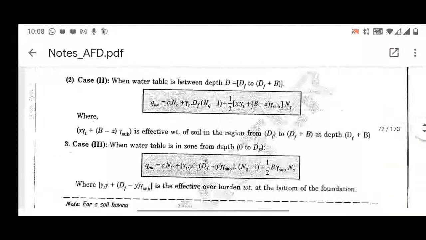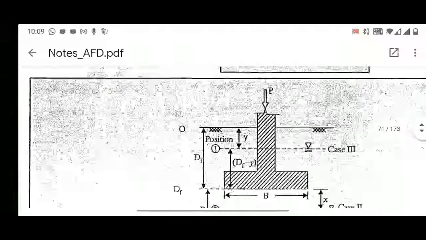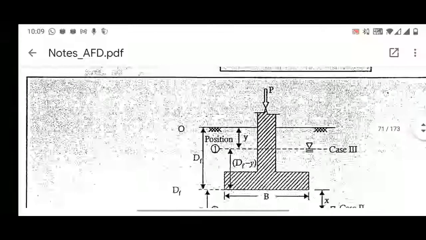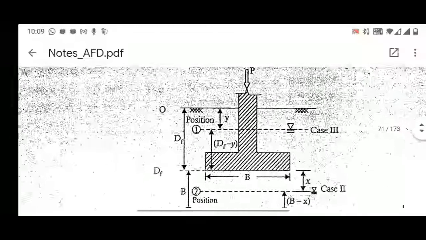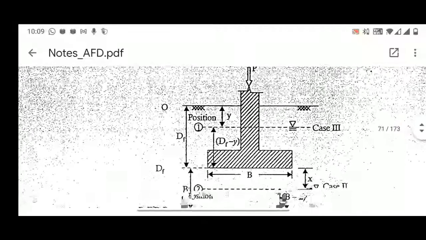Now the third case is when your water table is in the zone from depth 0 to Df. When your water table is in this zone, the modification will be in the surcharge term. You can easily see from this figure. So what kind of modification will you have? You will have modification in the surcharge term, that is, the soil that is lying above the footing base.